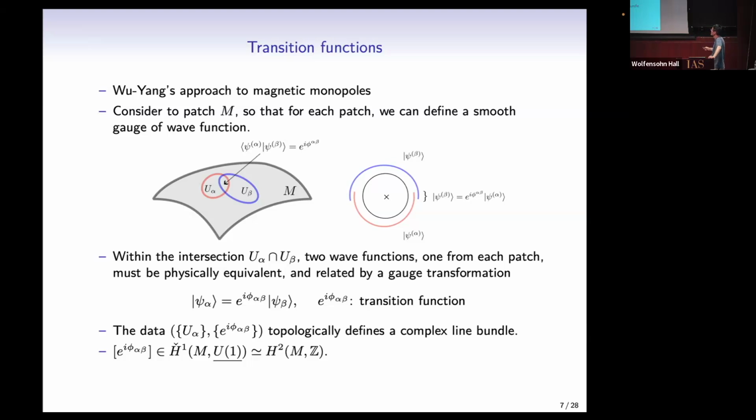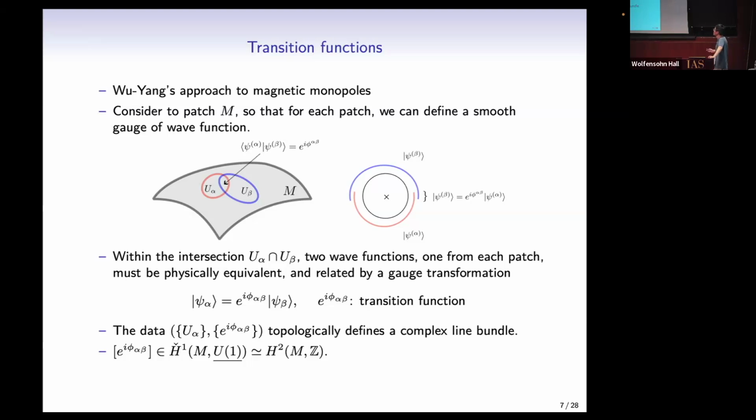So I have a patch U sub alpha, and another patch U beta. They may intersect. In this case, there are two different wave functions, which are physically equivalent, but they may be in a different gauge. It's also written here. In the overlap regions, there must be two wave functions, but they must be related by gauge transformations. So we call them transition functions, which relate wave functions from different patches.